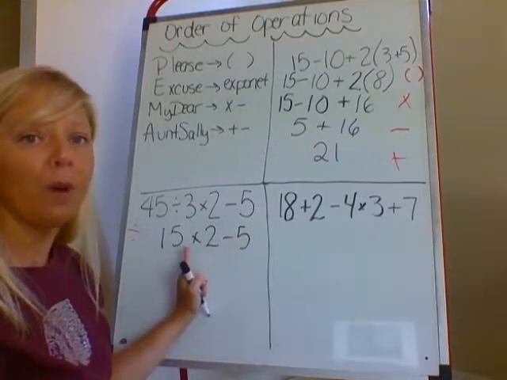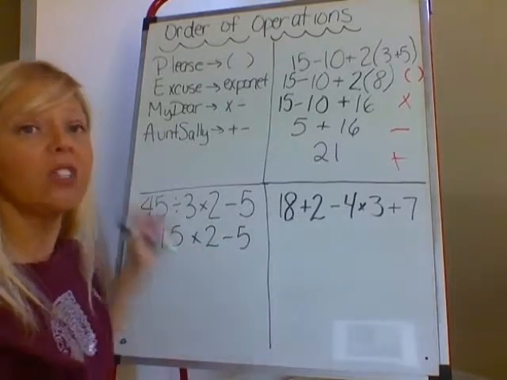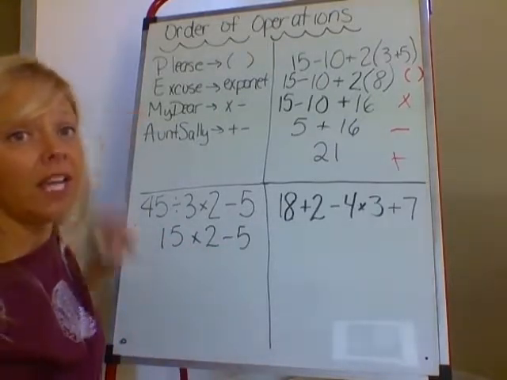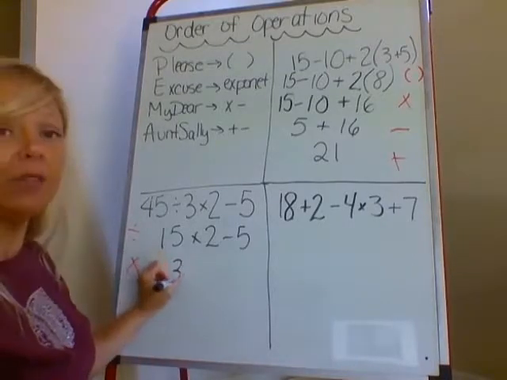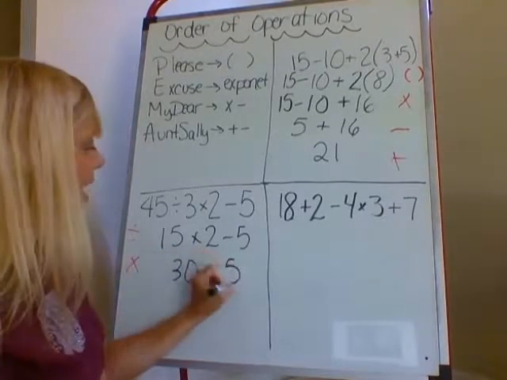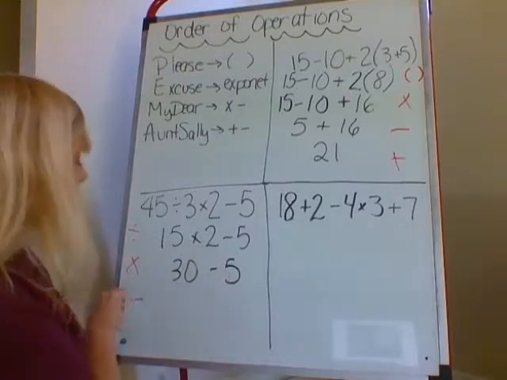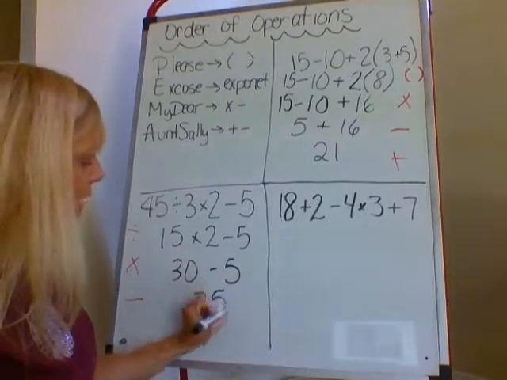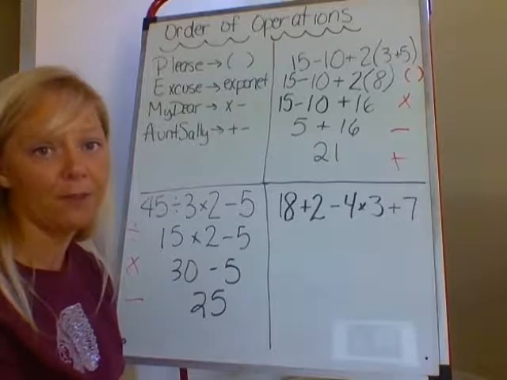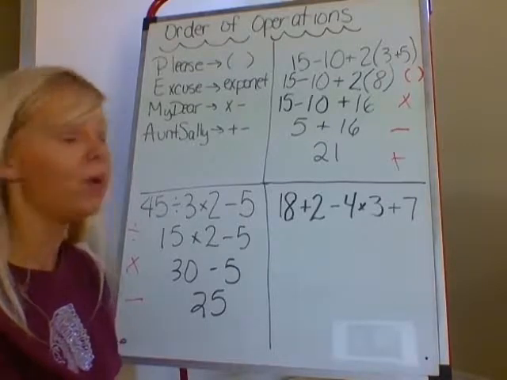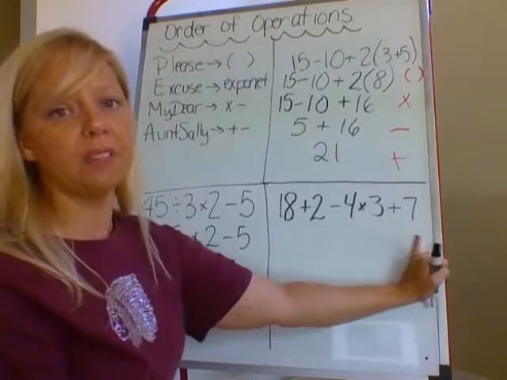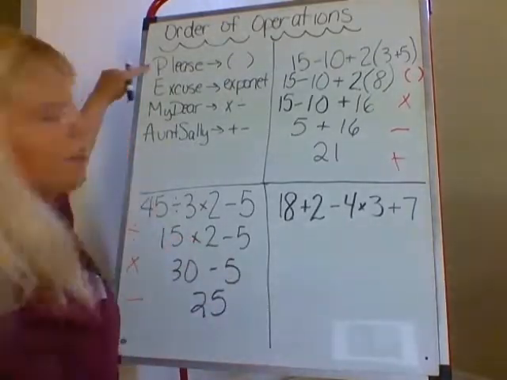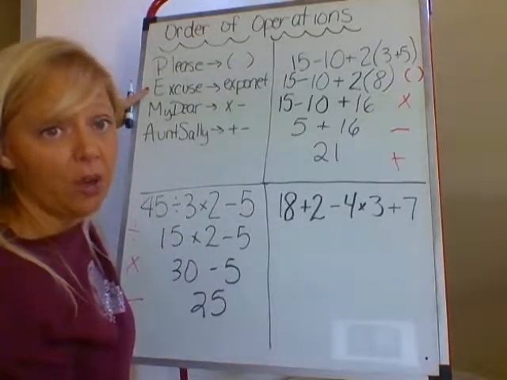So 45 divided by 3 is 15, and everything else comes straight down into place. Now I'm left with multiplication and subtraction. So I'm still at My Dear. So I'm going to do my multiplication next, and 15 times 2 is 30. And then I'm only left with my subtraction. So 30 minus 5 is 25. All right, last example. I have 18 plus 2 minus 4 times 3 plus 7.